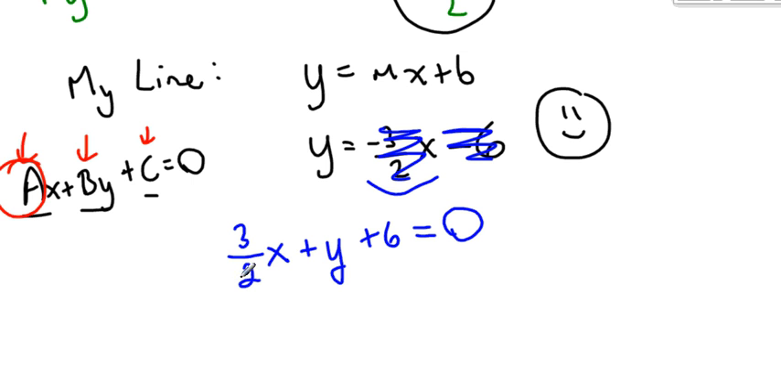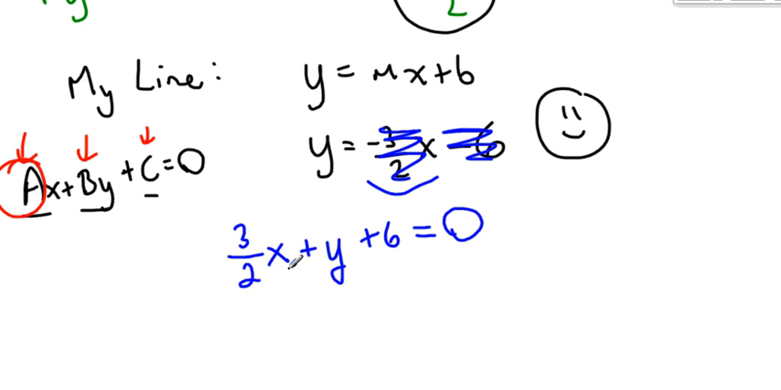So I need to make it not a fraction, and the way to do that is to remember that this really says 3 divided by 2. And I don't want to divide by 2. It causes a fraction. So to remove divide by 2, I'm going to multiply by 2. And because it's an equation, if I multiply by 2 on the left, I have to multiply by 2 on the right. And multiplying by 2 means that everything is about to be multiplied by 2.